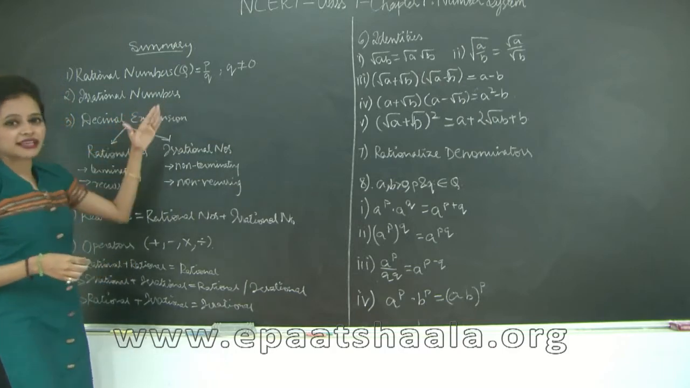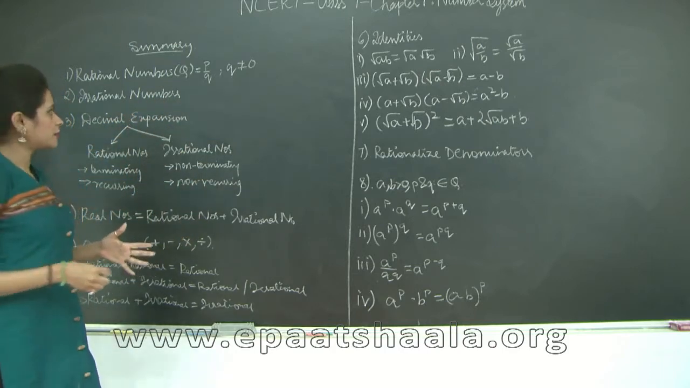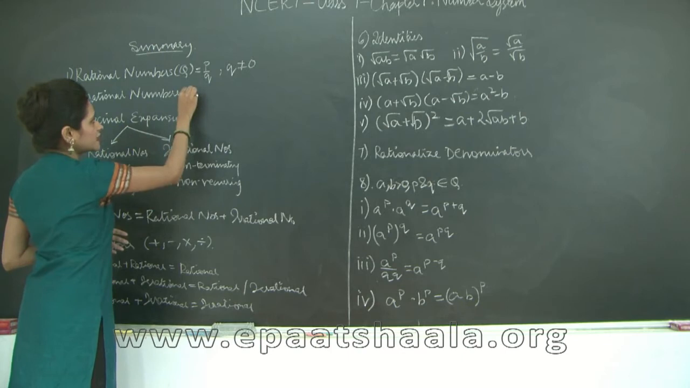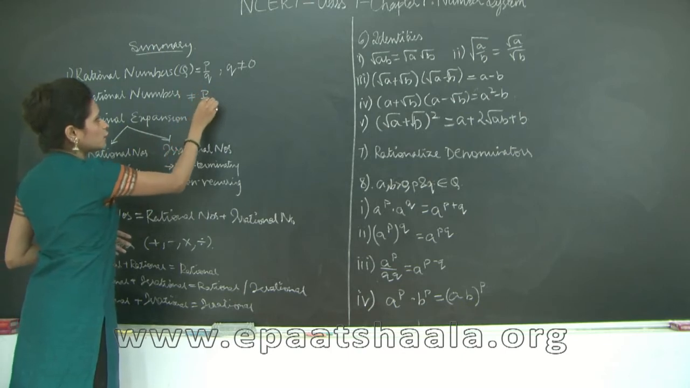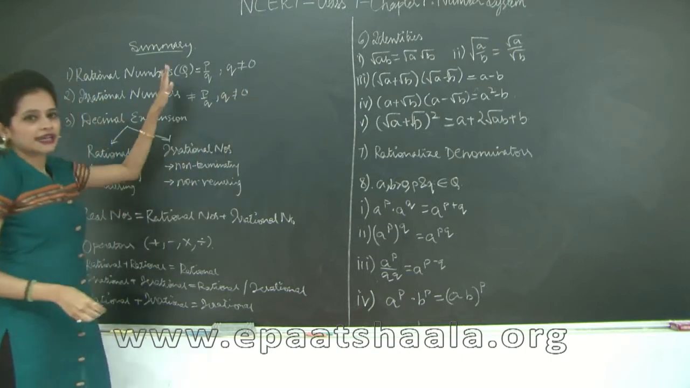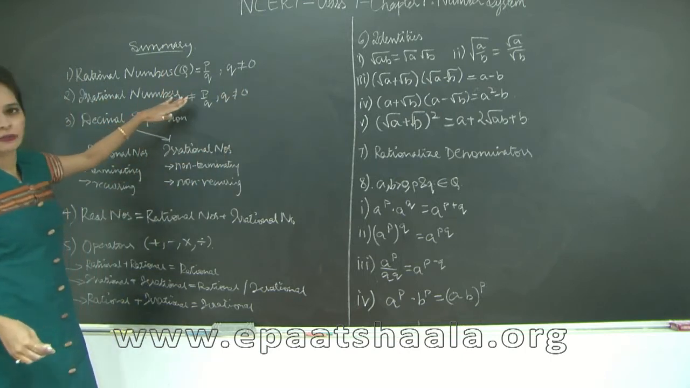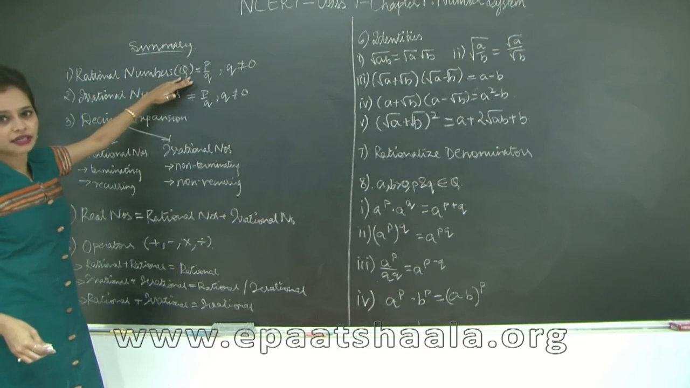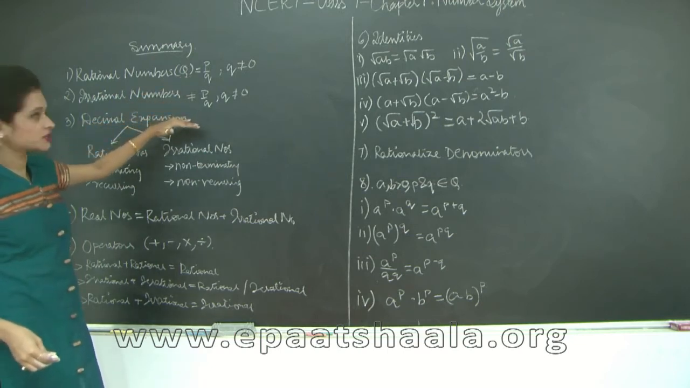Then irrational numbers are the complete opposite of rational numbers. So these cannot be represented in the form of p upon q, where q is not equal to 0. And there is not really any alphabetical representation like for rational numbers. Like we have rational numbers represented by Q, you do not have anything for irrational numbers.